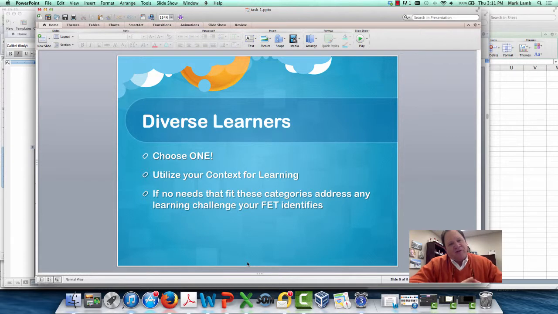Diverse learners. Okay, first of all, you look at this page, do not freak out. Just pick one of these areas. Go back to your context for learning. Did you, in your context for learning, identify an IEP? Then you already have a student that you can address as a diverse learner. Did you have a 504 plan? Any of those things?